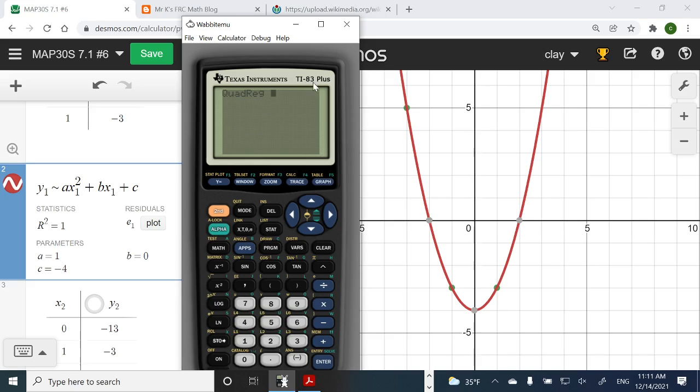I have an 83 plus, so I have to remember that I have to type in the quadratic regression of list 1, comma, list 2. So you type L1, L2. Then when you hit enter, it does the same thing that Desmos did. It tells you that the A value in this equation is 1, the B value is 0, and the C value is -4.